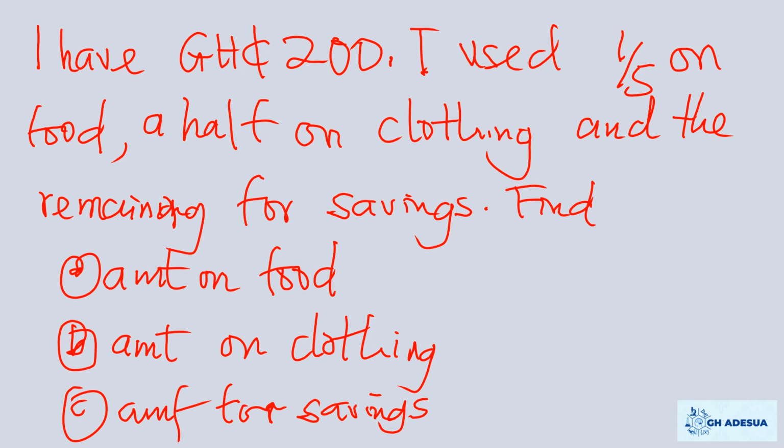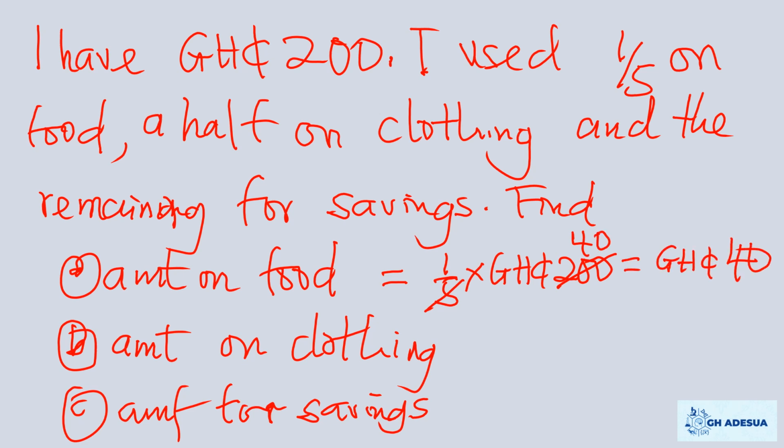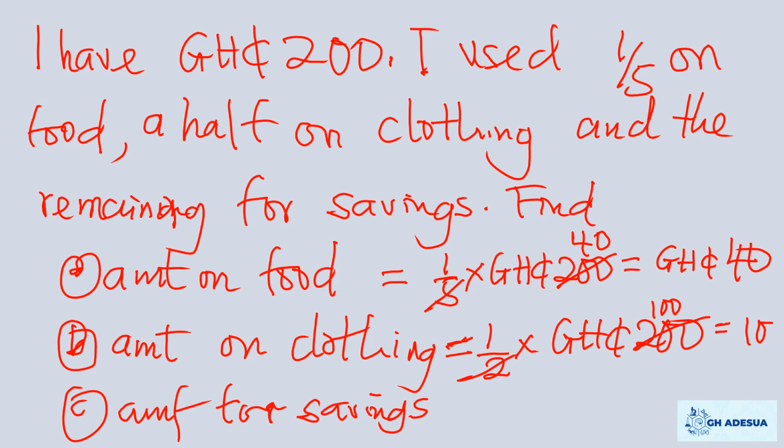Now, the original amount I had was 200 cedis, and I used 1/5 on food. So what you are going to find is 1/5 times 200 cedis. So 5 will cancel 200, that will be 40. So the amount would be 40 cedis. So 1/5 on food, that's that. A half on clothing. Now that half is still on the full amount. So you find 1/2 times the 200 cedis. 2 cancel 200 is 100. So in effect, the amount on clothing is 100.